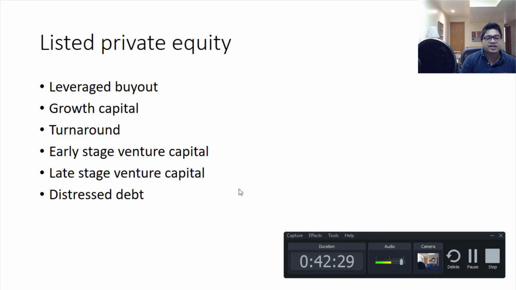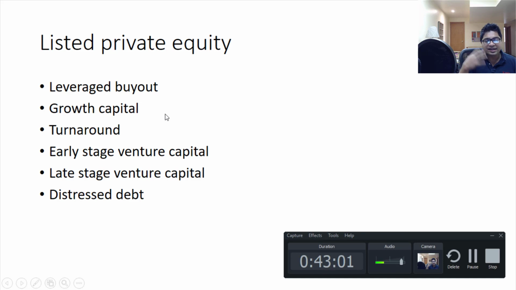Next is listed private equity. Private equity generally invests in unlisted companies. Listed private equity means this private equity is then traded on a stock exchange, so it has a little more liquidity. Strategies that listed private equity invests in: leveraged buyout, taking on loans, or a combination of loan and equity, to buy a company.